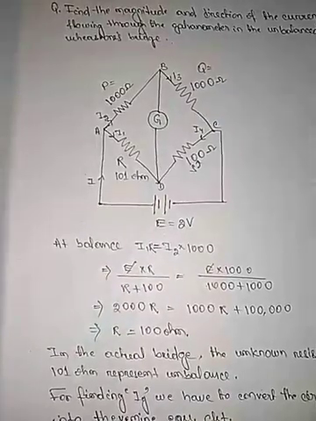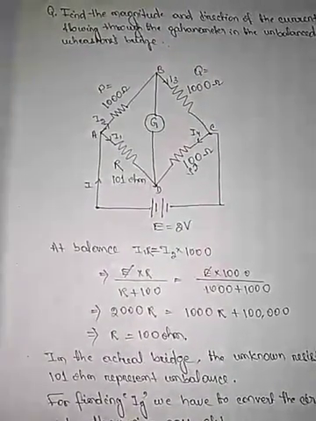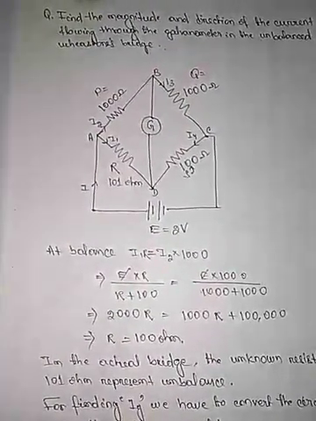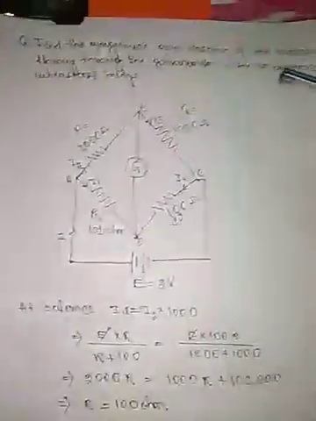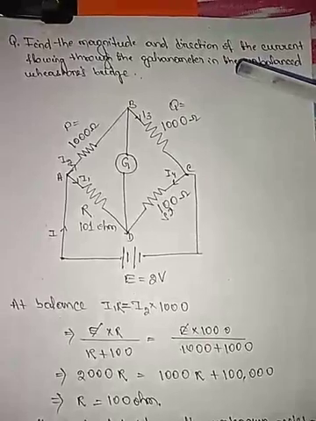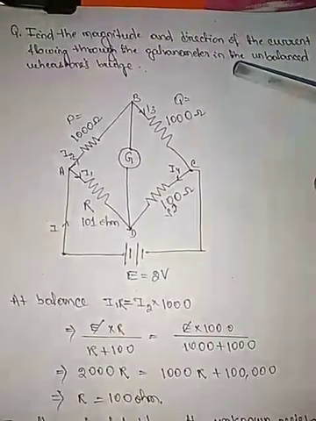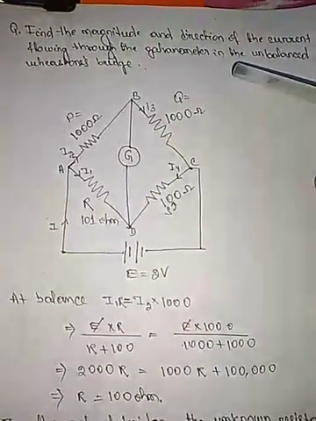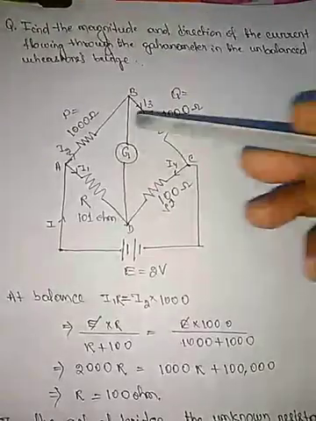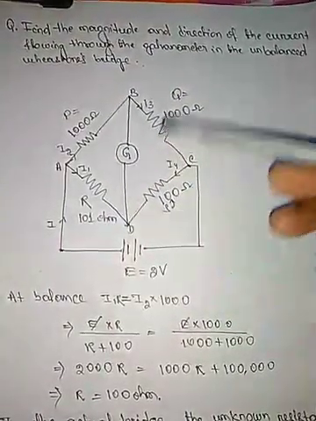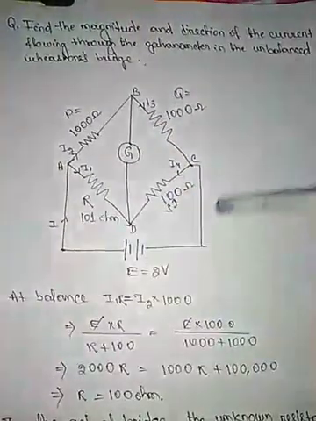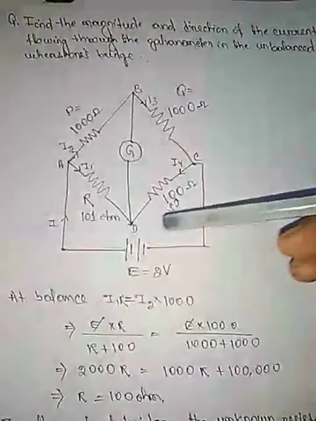In this video, we will discuss a numerical based on Wheatstone bridge. Here is a question: find the magnitude and the direction of current flowing through the galvanometer in the unbalanced Wheatstone bridge. This given Wheatstone bridge is unbalanced.